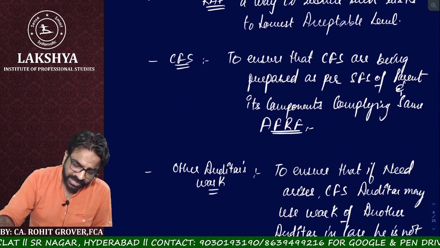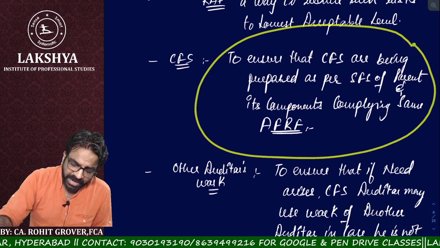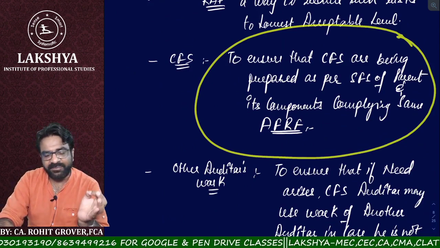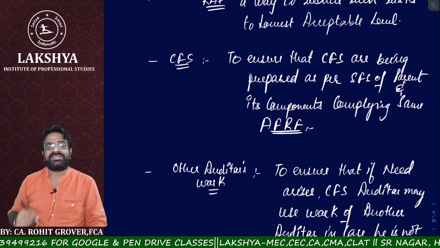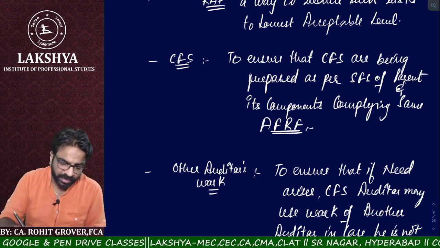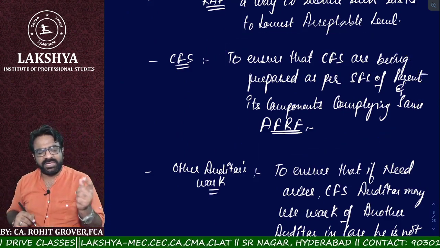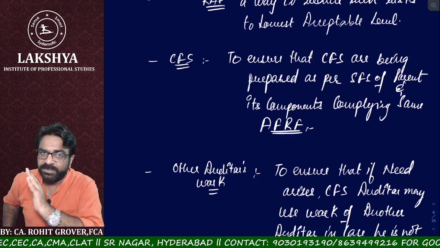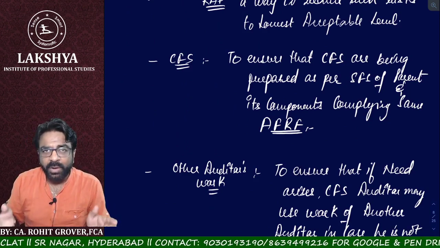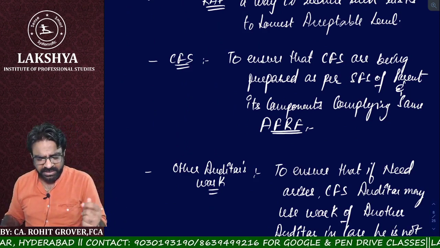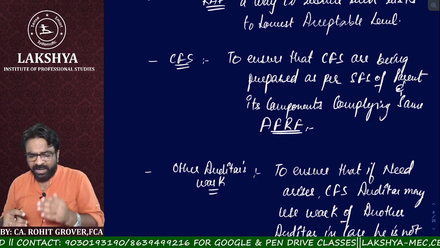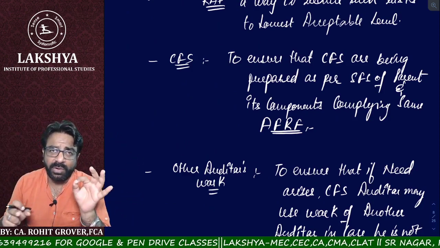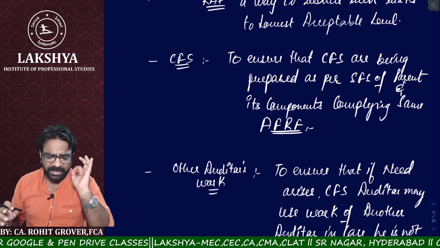What is the next one? To ensure that consolidated financial statements are being prepared as per the standalone financial statements of a parent and its components, complying with the same AFRF. I already told you in Section 129 subsection 4, this point is repeated here: whatever the rules and regulations, the financial reporting framework applicable to the standalone financial statements are equally applicable to the audit of consolidated financial statements. So let's quickly wrap up this standard part, and after that we'll combine the audit objectives and the standard part, and we'll understand the full revision of the auditor's responsibility. Highly important topic.